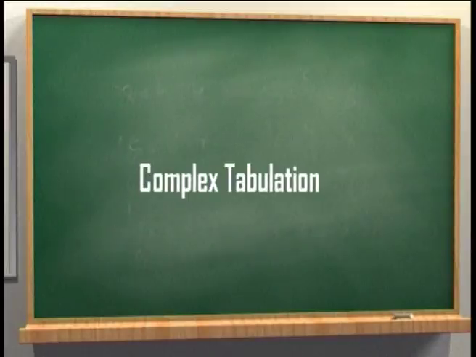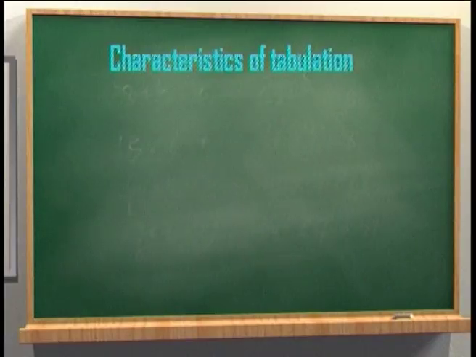When the data are tabulated according to many characteristics, it is said to be complex tabulation. Example, tabulation of data on population of world classified by characteristics like religion, sex, and literacy rate is an example of complex tabulation. What are the characteristics of tabulation?